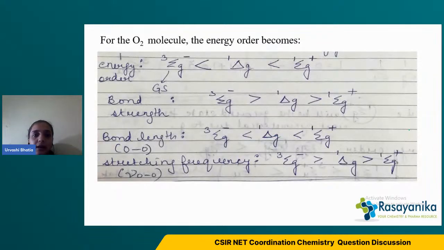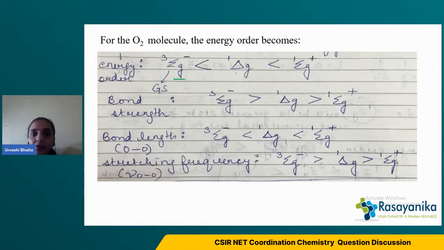Now you have to see for the O2 molecule, this is the energy order, sigma 3g minus. This will be the ground state term. Why is this the ground state term? Because the spin multiplicity is the highest. You can see amongst these three, this is the highest. 3 will be the highest; 3, 1 and 1 is there.